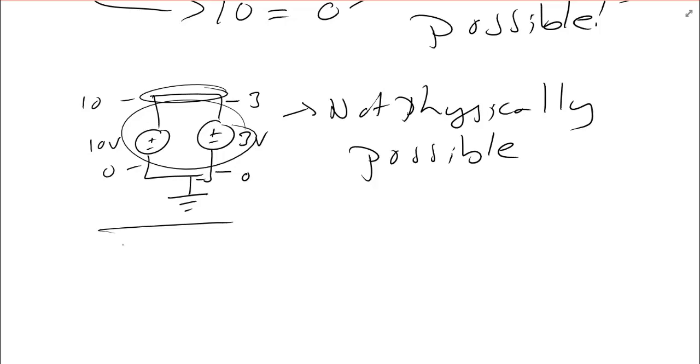The key is that with the ideal assumptions that we make, sometimes we might be able to draw circuits that are not physically possible. As long as we follow most of the rules, it's not really going to come up much.